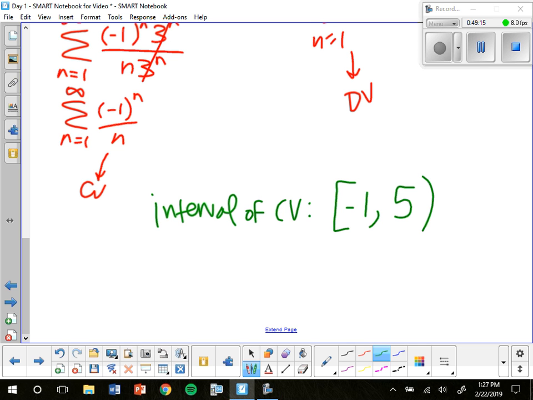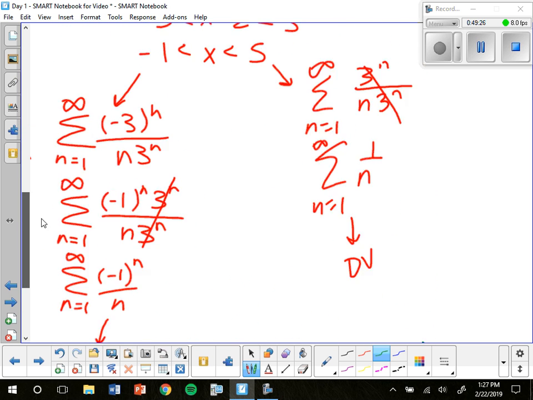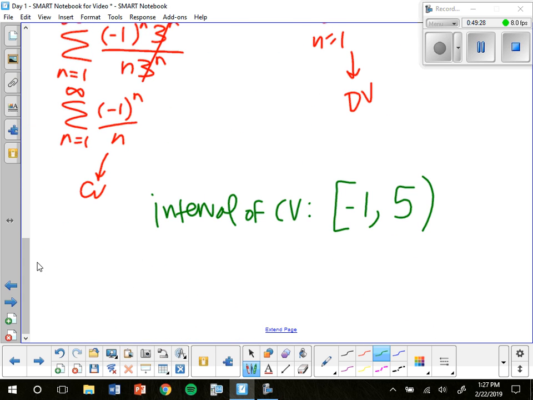Is there an interval of divergence? Everything else. Where is this interval centered? At x equals 2. Do you see that this power series is centered at 2? This interval is also centered at 2.